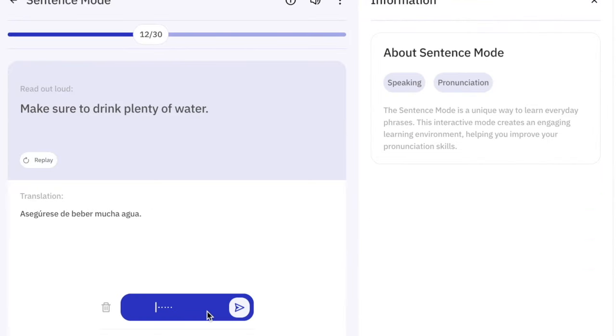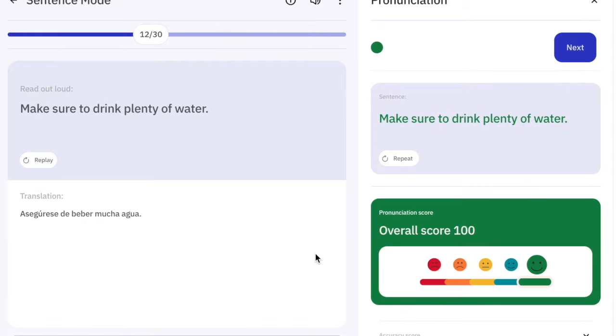But then later, a sentence came up with the word water, which is one of the words that is pronounced the most differently between British and American. I've even had American humans not understand me when I'm saying water. So I used my British accent here. "Make sure to drink plenty of water." And guess what? It was fine with it this time.